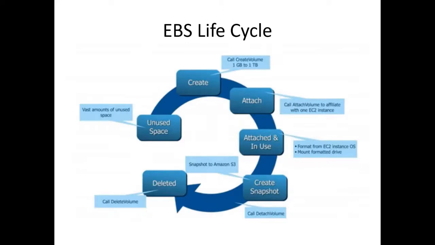Now, in this slide, let us try to understand what is the EBS volume life cycle. Like EC2, in Amazon we have a vast amount of unused space. From these spaces, we create a volume, maybe through the command prompt or through a console. The size of the volume can be 1 GB or 1 terabyte, and whenever a volume is created, we attach this volume to one of the EC2 instances.